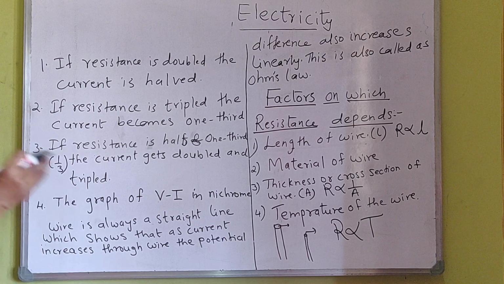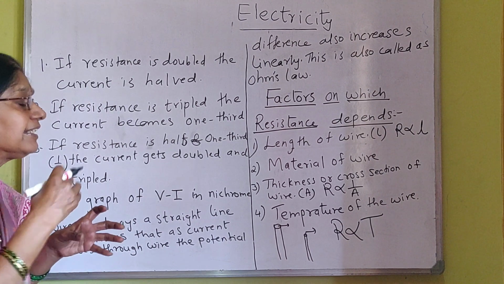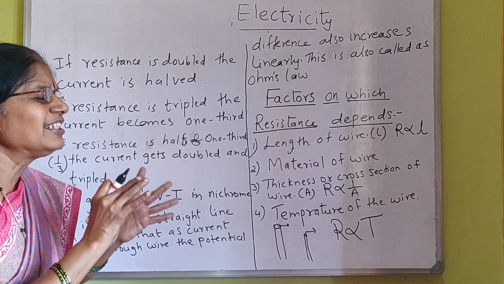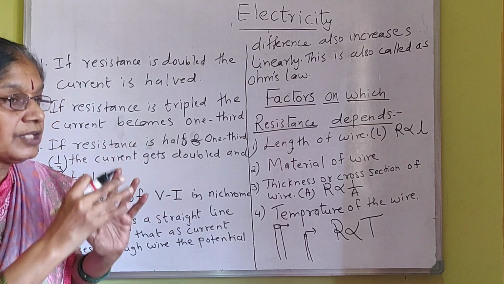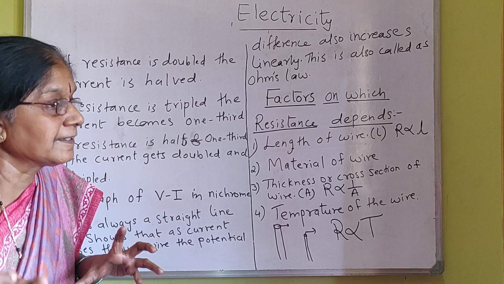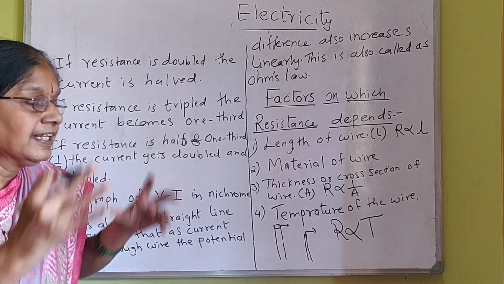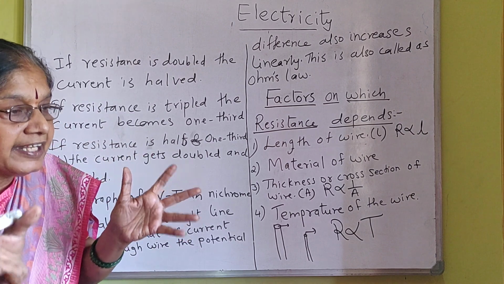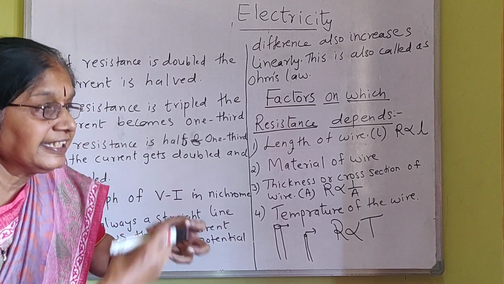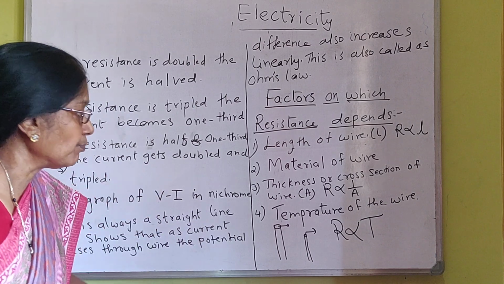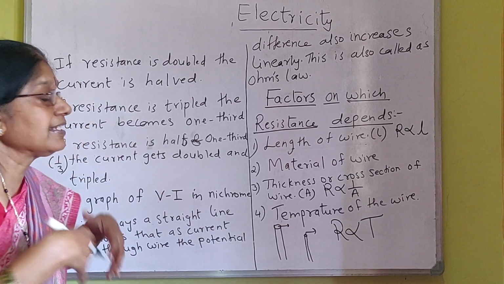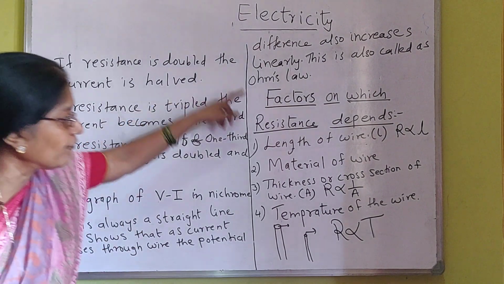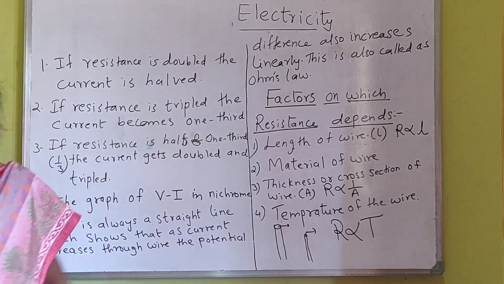Why is this change there? When we increase the temperature, the kinetic energy of the electrons increases, so the electrons start moving faster. When they move faster, they don't flow in a straight line, they get diverted. When they get diverted, they collide with each other and the obstruction becomes more. So when the temperature rises, resistance is more. When temperature decreases, resistance is less. These are the four factors on which the resistance depends.